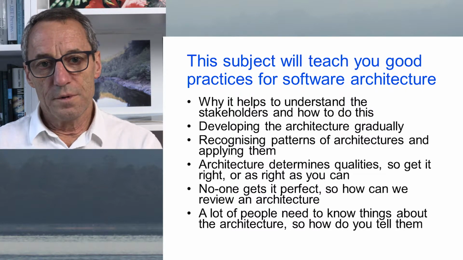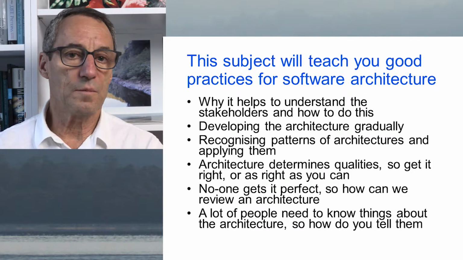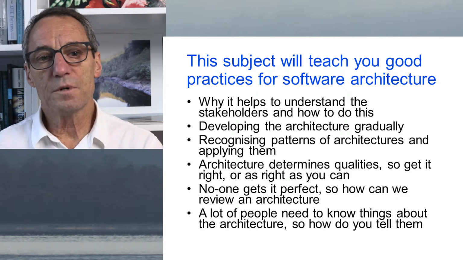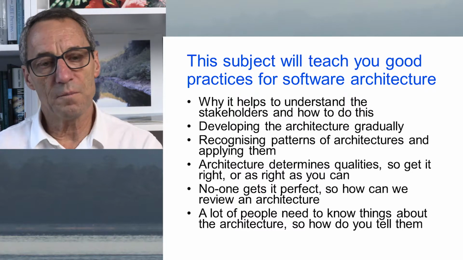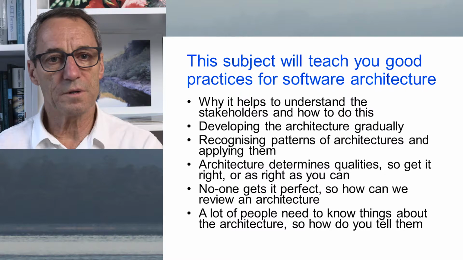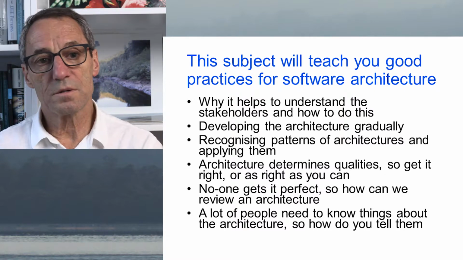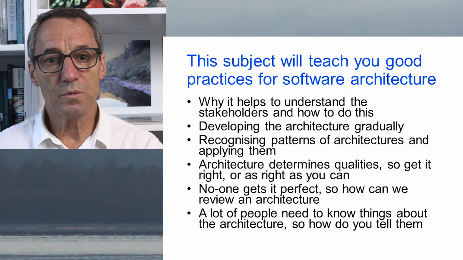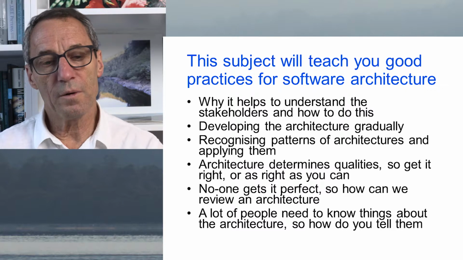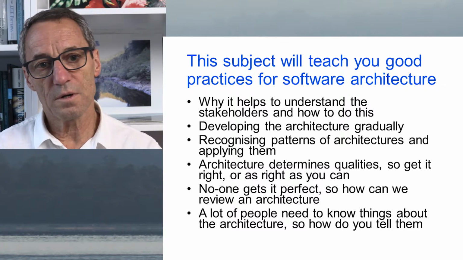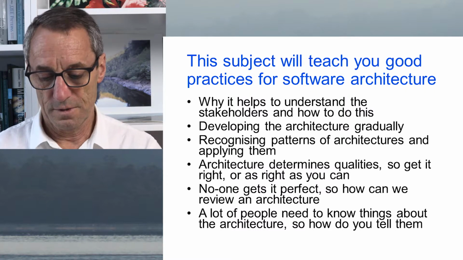Now, a lot of people need to know things about the architecture, so we need to know how to tell them. That is, how can we document the architecture in a way that makes sense to them and has meaning to them, that they can understand and they can reason about it? We can't simply develop an architecture, say here it is, go run with it. We really have to collaborate with the stakeholders, simply because we're relying on them to guide us about the solution as much as we're building it.